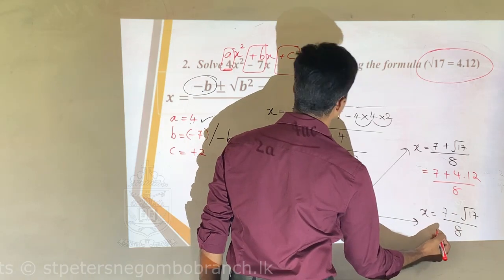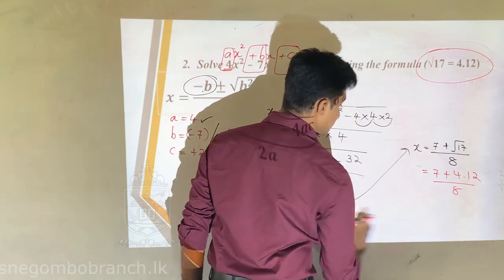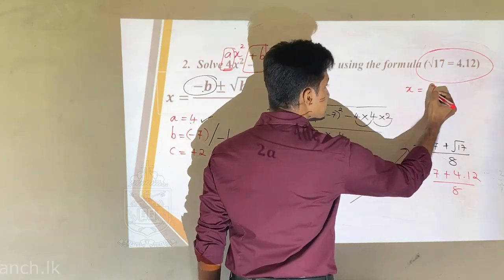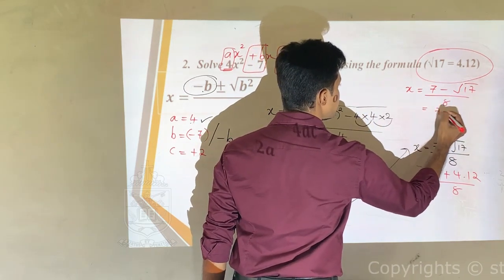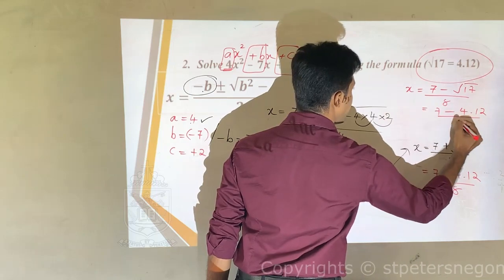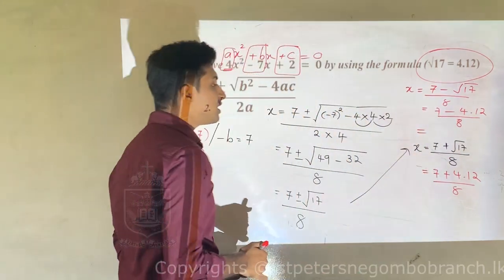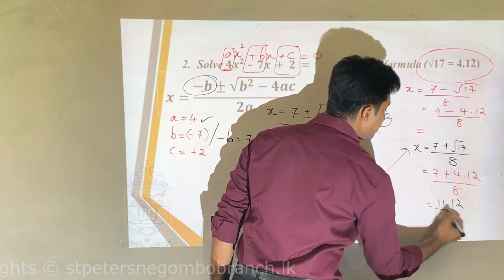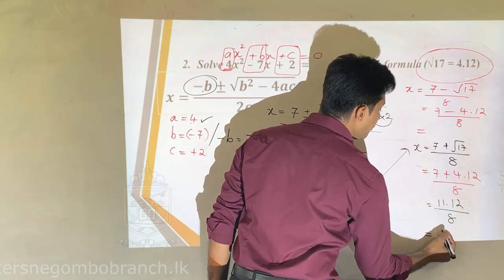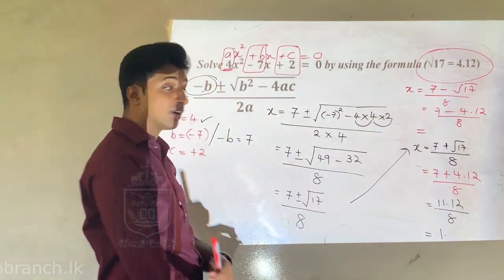Same thing here, I will put it on top. x equals 7 minus root 17 over 8, that is 7 minus 4.12 over 8. So the final answers we can get, this is going to be 11.12 over 8, that is going to be 1 point. In 11 you have 1, 8 times.